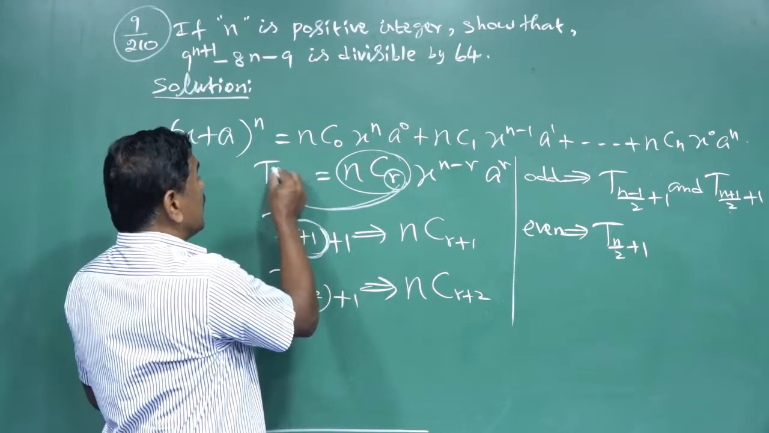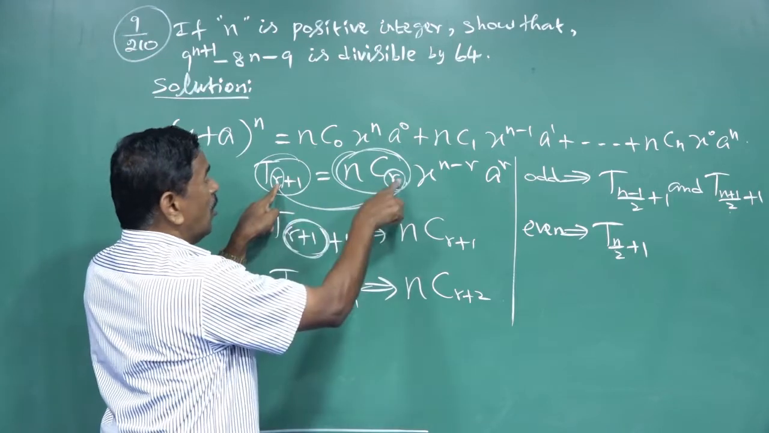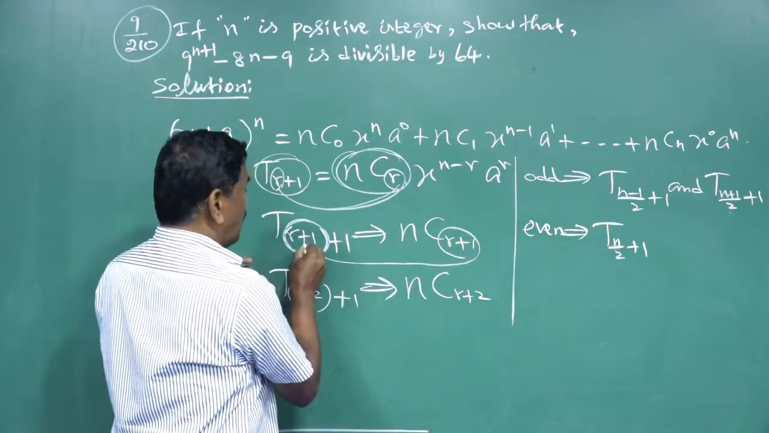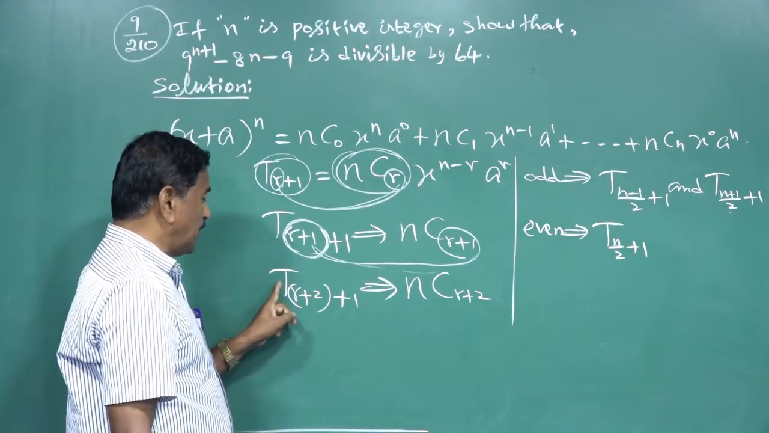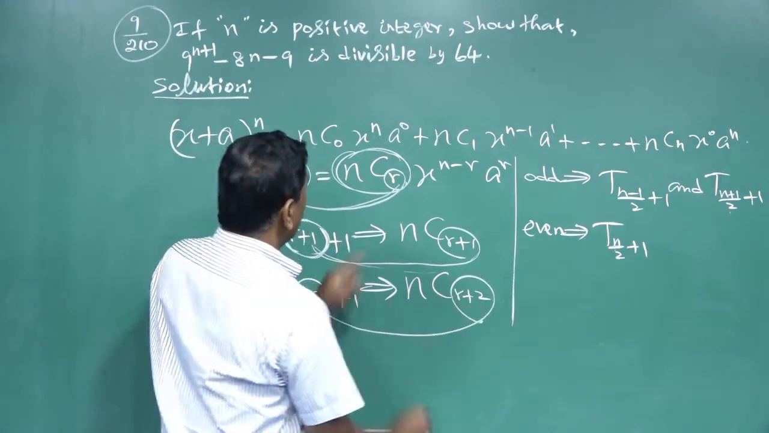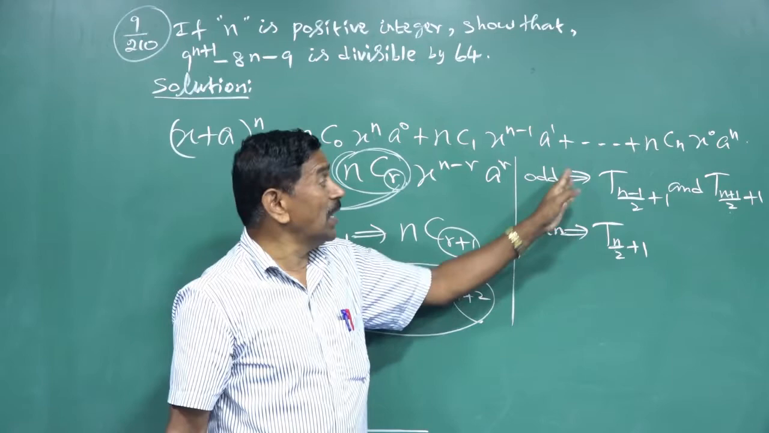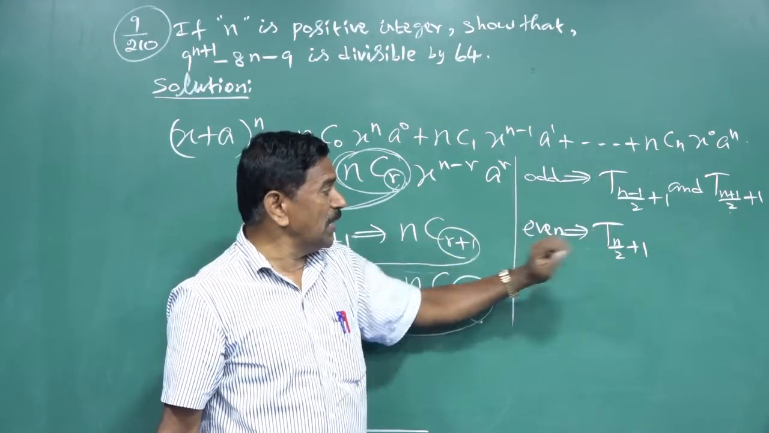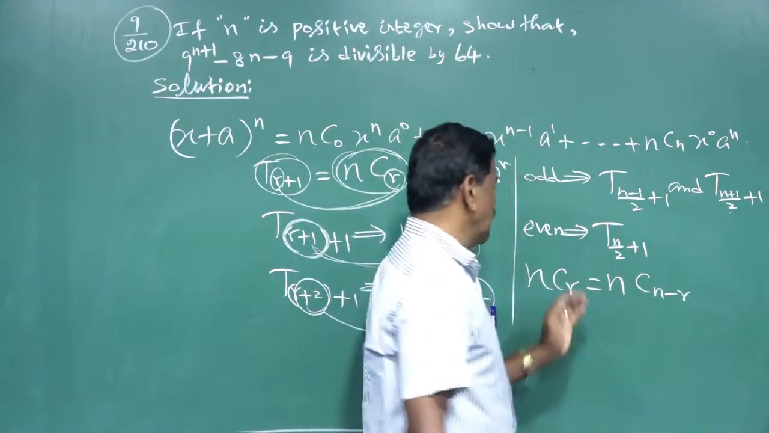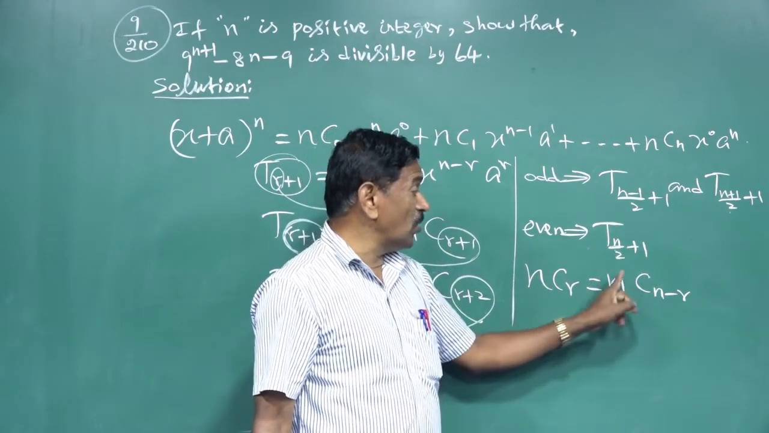The coefficient of T(r plus 1) is given by nCr. Here r means r. Here r plus 1 means the coefficient is given by nC(r plus 1). Here the coefficient of T(r plus 2 plus 1) is given by nC(r plus 2). So, binomial theorem and the general term, coefficient. We are learning about coefficients, and if there are middle terms, we talk about the middle terms, the first one, second one. Also we know that nCr is equal to nC(n minus r). This is a very important formula: nCr is equal to nC(n minus r).